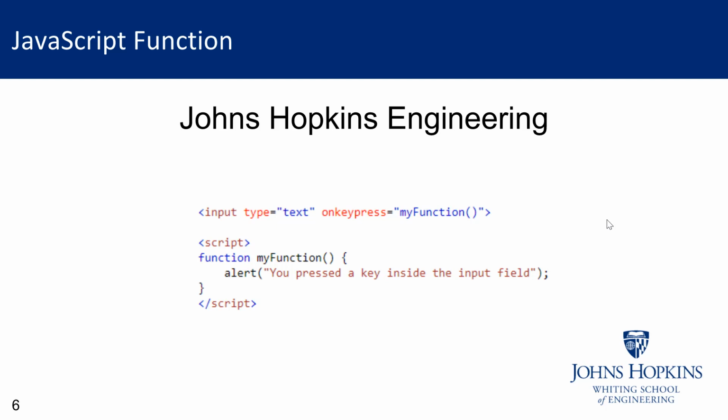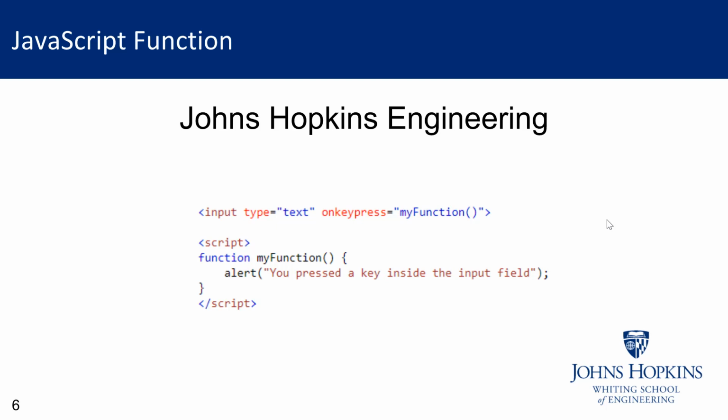And we can see very clearly here that all myFunction is going to do is pop up that alert that we talked about. So you can see here that when someone clicks inside of the text box, and when they press a single key, it's going to pop up the alert box that says you pressed a key inside this field. And in fact, that doesn't happen once, that happens every time the onKeyPress event is triggered within that text box.